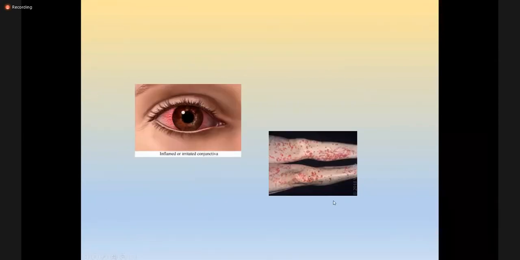Next is keratoconjunctivitis sicca, that is the dry eye, in which there is inflammation of the sclera and conjunctiva. And this is the petechial rash all over the body because of the immune-mediated thrombocytopenia as a result of SLE.